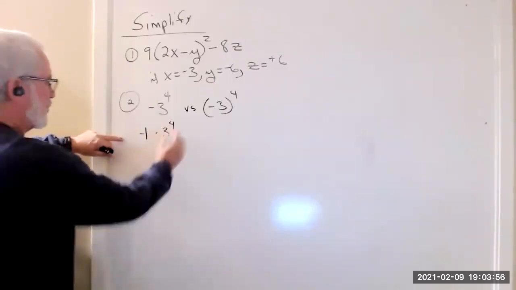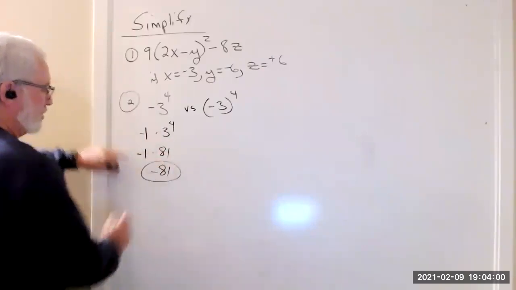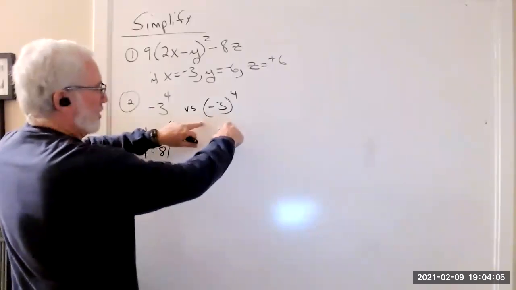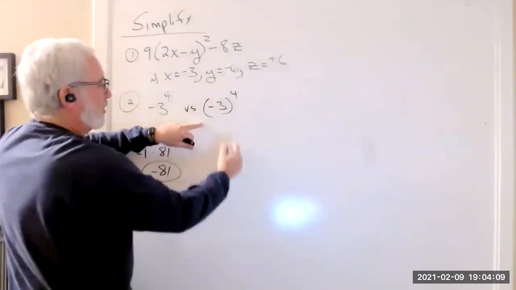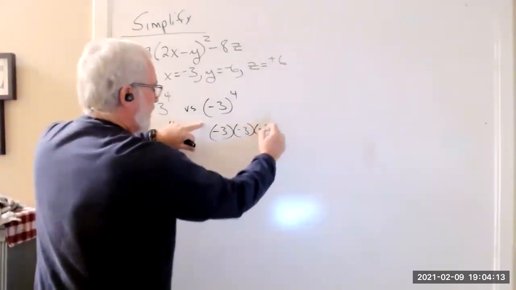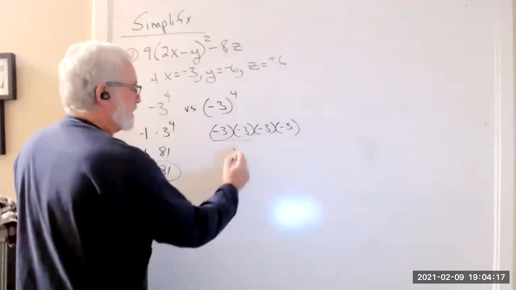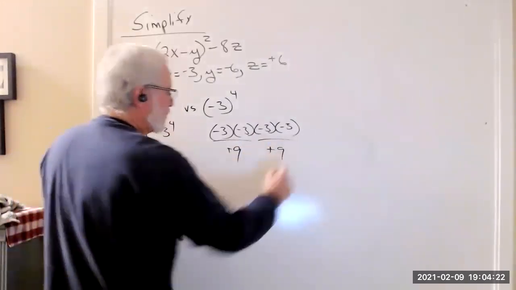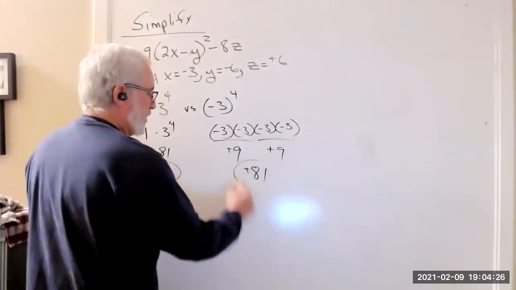So this is -1 times 81. This is -81. But in this problem, the negative is being affected by the power, or rather the power affects all of them. So this is -3 times -3 times -3 times -3. Negative times negative is positive 9. Negative times negative is also positive 9. So 9 times 9 is a positive 81.